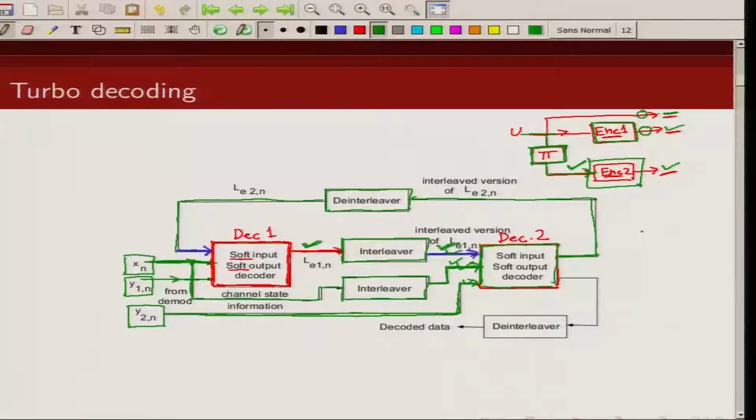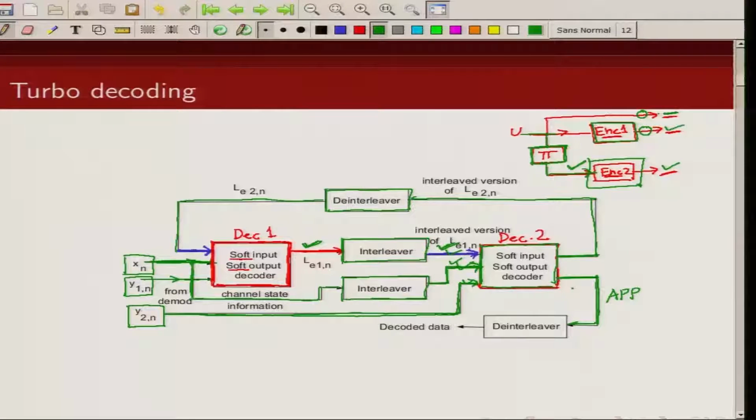So this is an iterative process which goes on, and after some fixed number of iterations, or you can use some stopping criteria, finally you take a decision. So I can take the decision, let's say, from the second decoder. So this is my a posteriori probability.